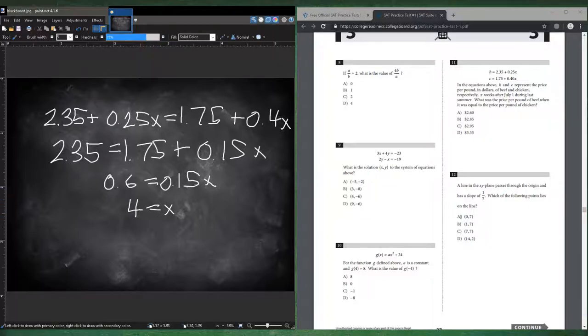But the question is asking for the price of beef. So we need to plug x equal to 4 back into equation B. So B is equal to 2.35 plus 0.25 times 4. 0.25 times 4 is 1, and 1 plus 2.35 is 3.35. So the answer is D.